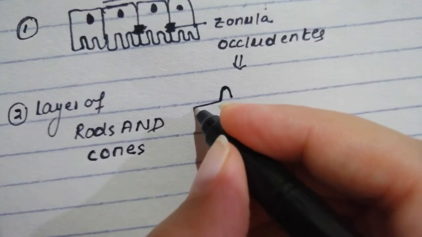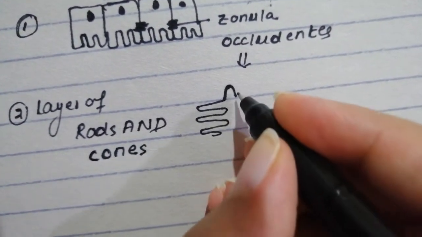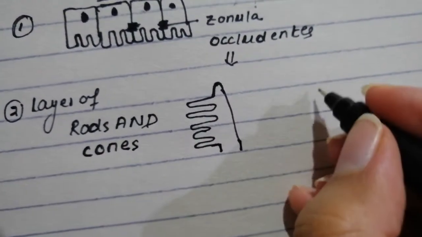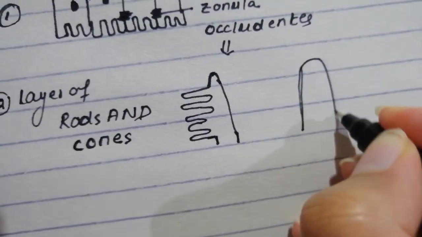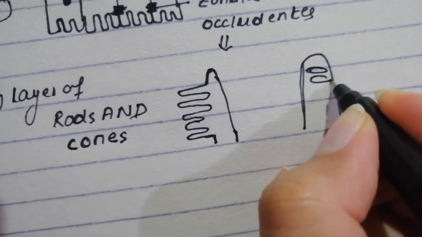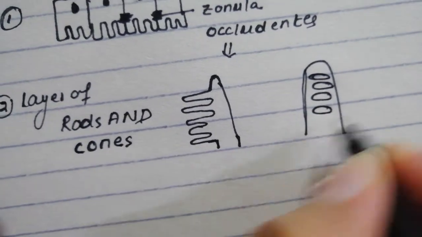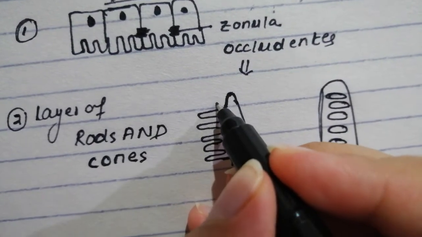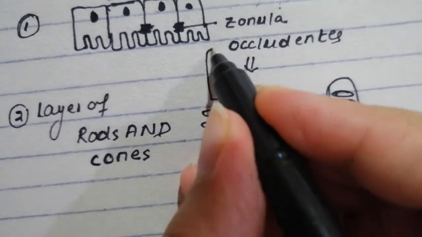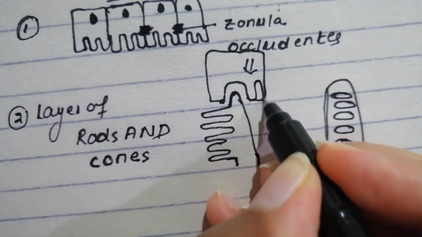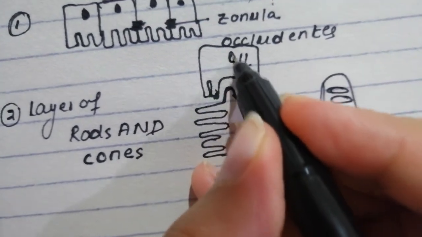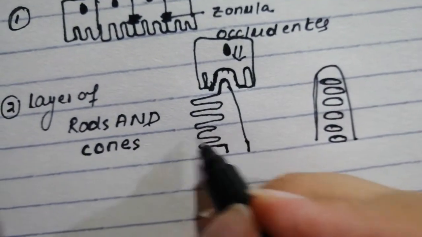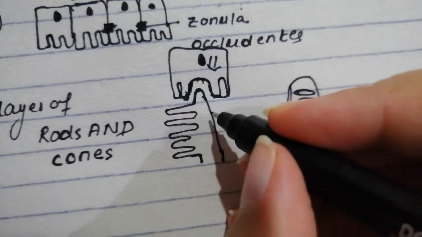For example, let me start with the cone. This is the photosensitive part of it, which is considered the outer segment. In the case of the rod, this is the outer segment. So this is the part that is actually found in the layer of rods and cones. And this tip actually interdigitates with the cylindrical projections of the retinal pigment cells.